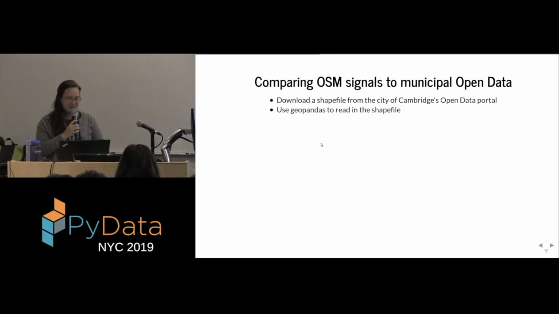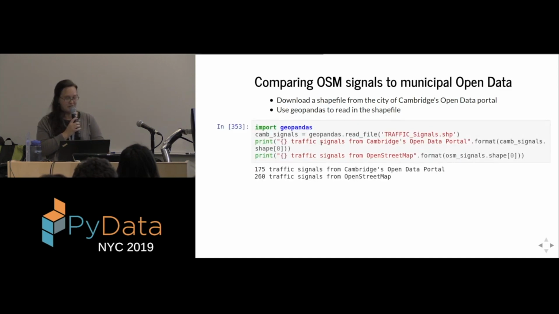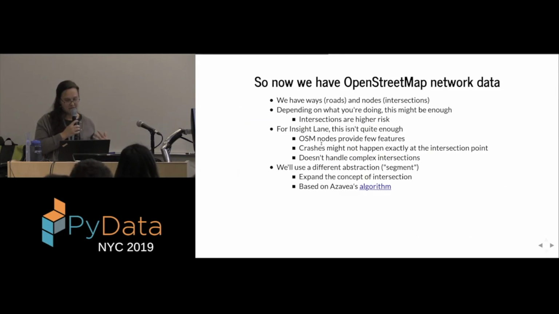So if we're going to compare the OpenStreetMap signals to the municipal open data signals, I downloaded a shapefile from the City of Cambridge's open data portal, and then I just used GeoPandas to read in the shapefile. Pretty easy to do. And I see that there are 175 traffic signals municipally provided compared to the 260 traffic signals in OpenStreetMap. So that's not as far off as the stop signs, but it's still a little bit off, and I think we'd like to look at this a little bit further before we use it as a feature in our model. But I have to step back first.